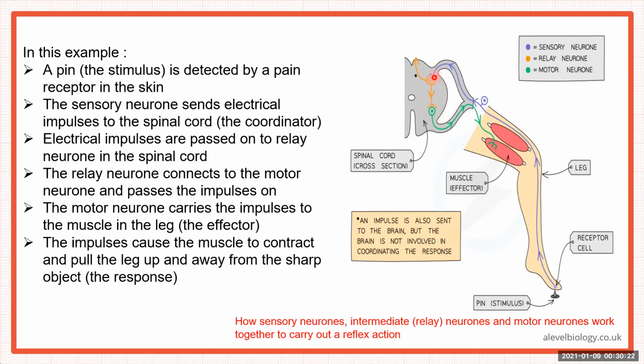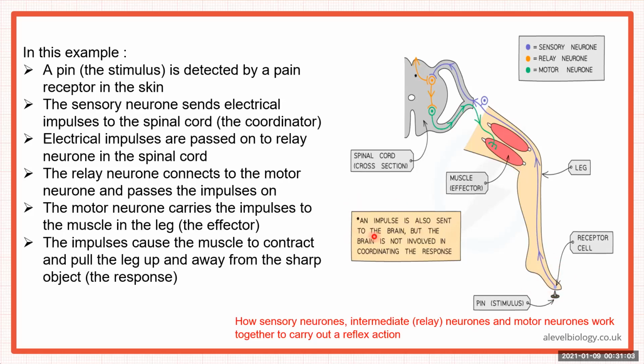Now these electrical impulses are passed on to the relay neuron, which is here in the spinal cord. The one in orange that you see is the relay neuron. The relay neuron then connects to the motor neuron, the one that you see in green here, and passes the impulses, and the motor neuron then carries these impulses to the muscle in the leg, which is the effector. The effector causes this muscle to contract, so the person will pull the leg up and away from the sharp object. That would be the response.